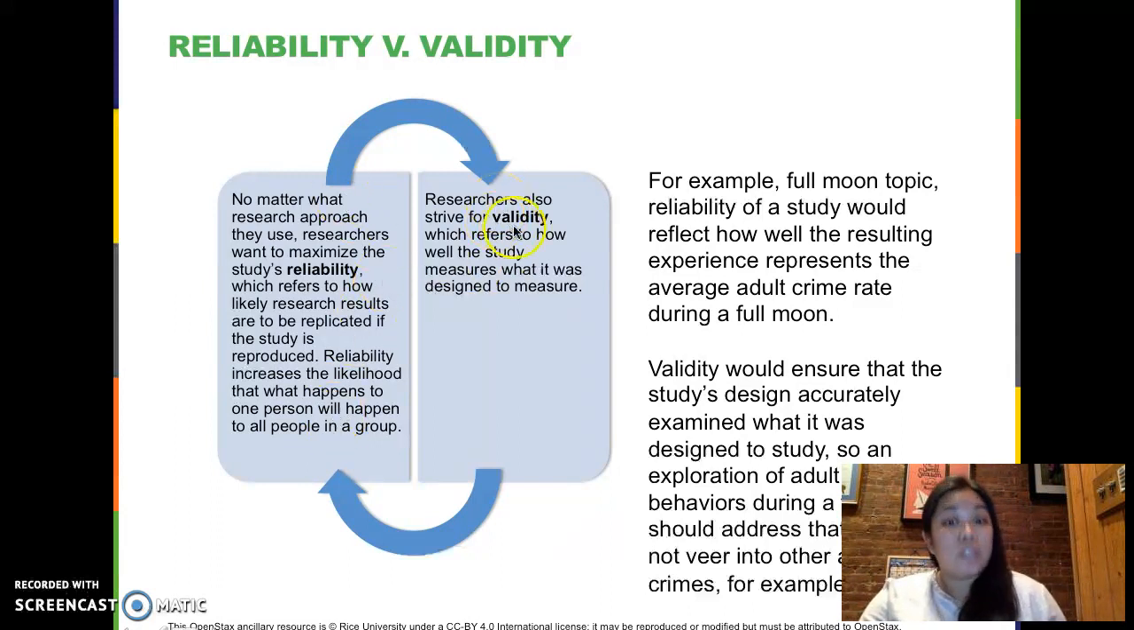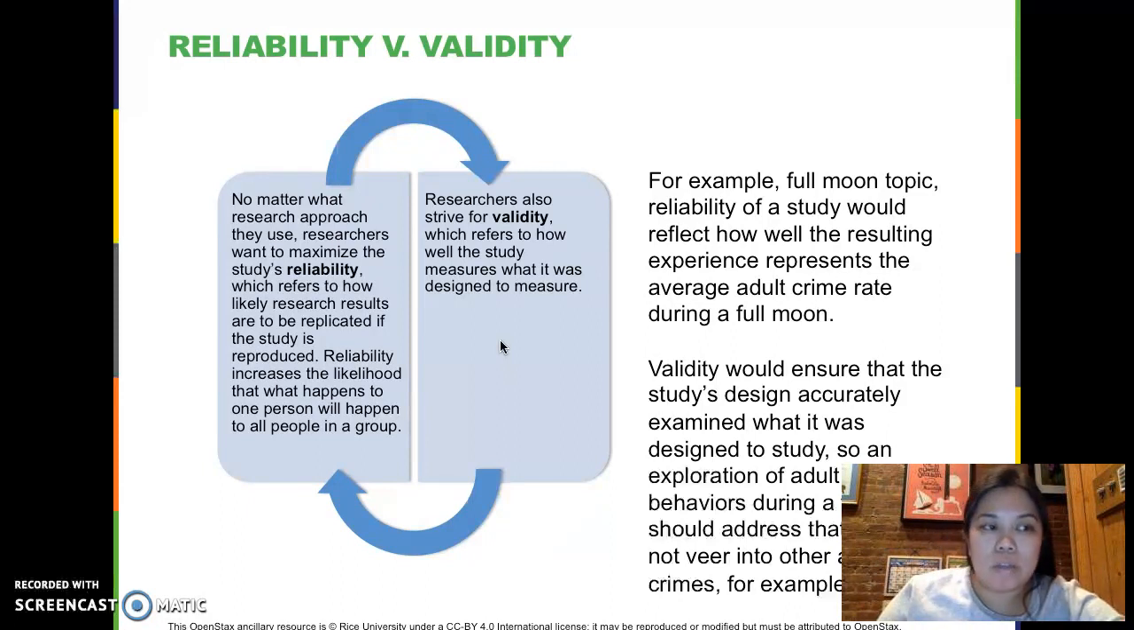Researchers also look for validity. They want to know how well the study measures what it's designed to measure. So if you're measuring how safe a neighborhood is, and you're testing whether greater police presence can affect public neighborhood safety, you have to really make sure that that's the only reason that safety occurred, and not because of different factors. So, for example, in the full moon topic, the idea that crime rates go up during a full moon.